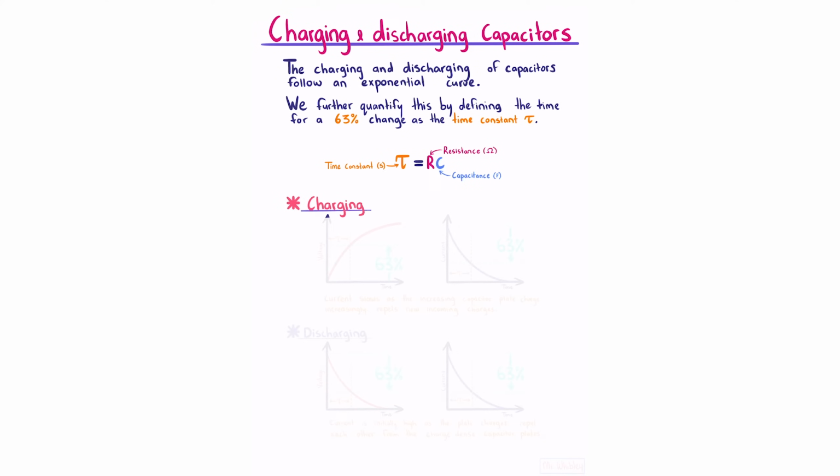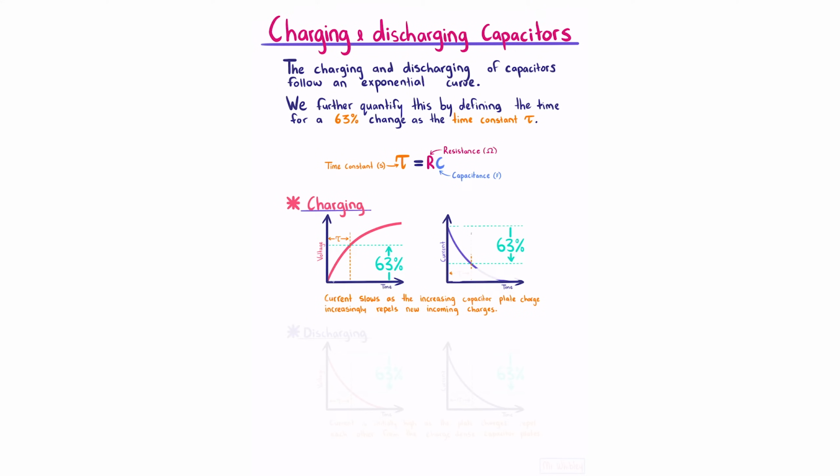For a charging capacitor, we can visualize this on a voltage time and current time graph, where as our capacitor charges, our voltage increases, and after a 63% change, we have reached our time constant tau. Our current starts off initially high, but then the current slows as the increasing capacitor plate charge increasingly repels new incoming charges. After a 63% change, we have once again reached our time constant.